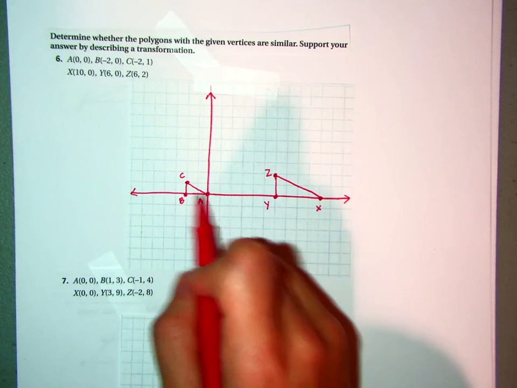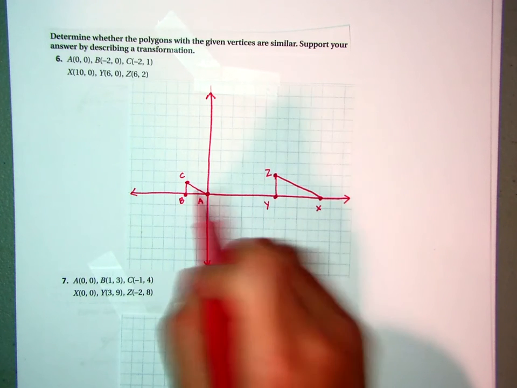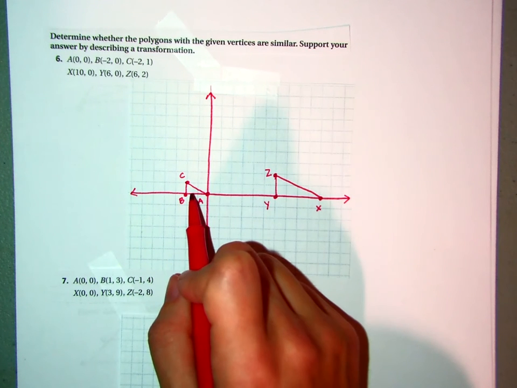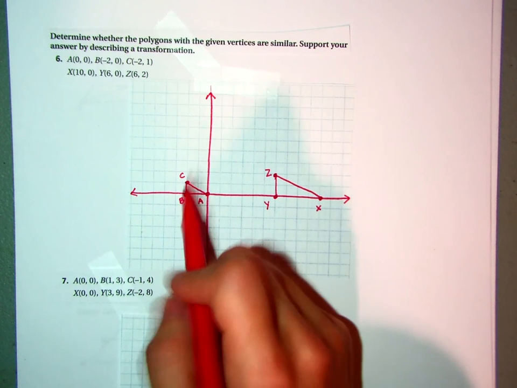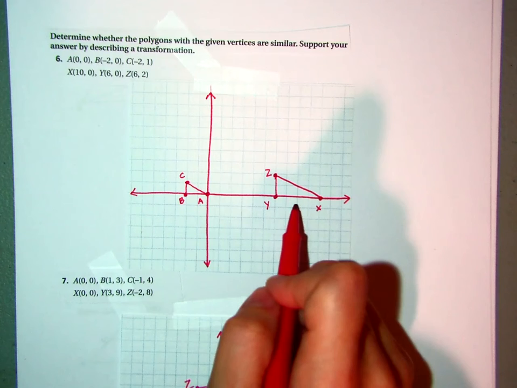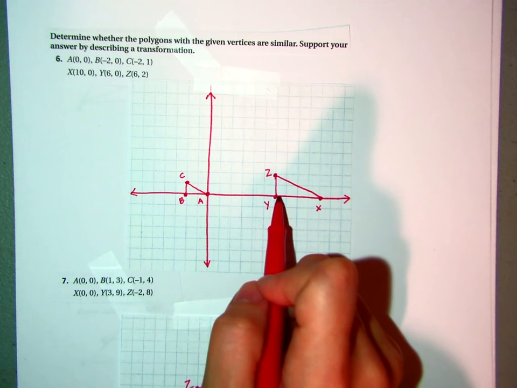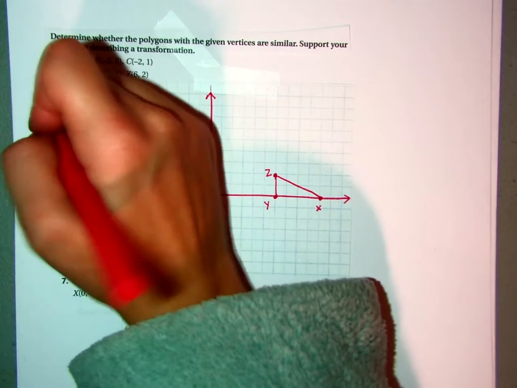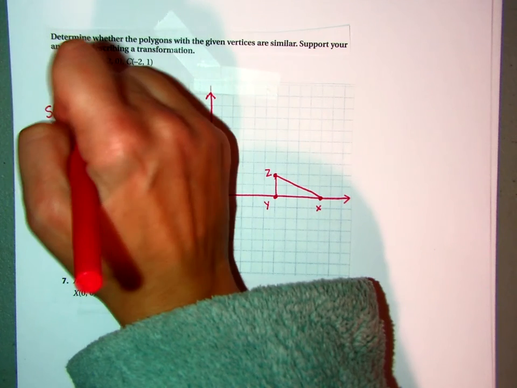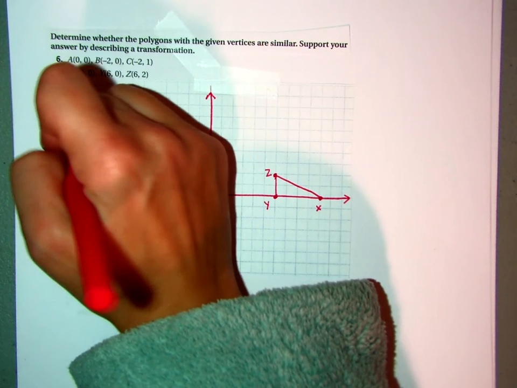Also notice that these are perpendicular lines, so these figures are similar by SAS because these sides are proportional to these sides, and then the angles in between them are going to be congruent. So they are similar by SAS. So we say SAS similarity, so they are similar.